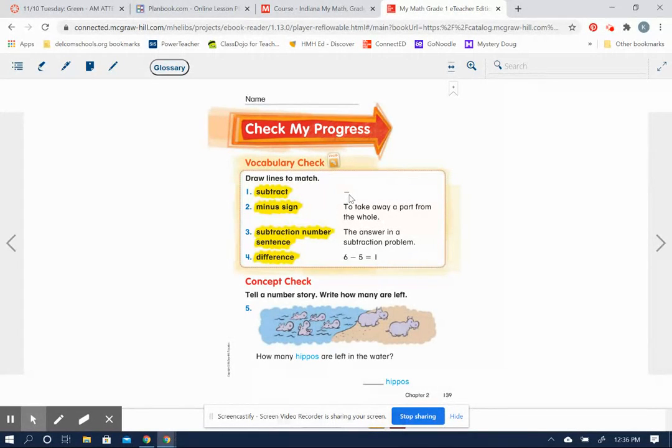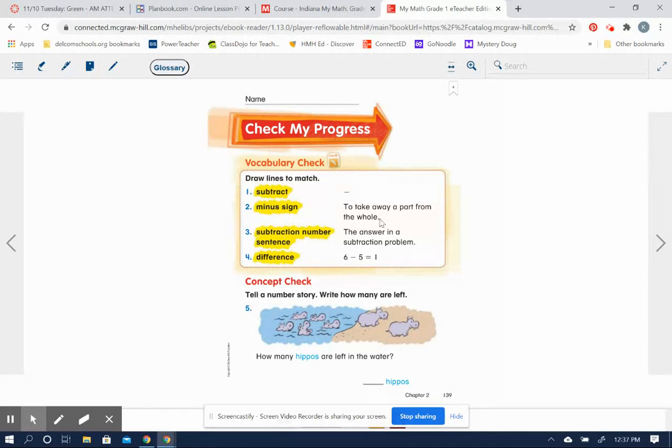It's a sign. So do you think it goes with this word, subtract, or minus sign, or subtraction number sentence, or difference? So in other words, is this subtract? Is this a minus sign? Is it a subtraction number sentence, or is it a difference? Okay, so draw a line to the word that matches. Subtract, minus sign, subtraction number sentence, or difference.